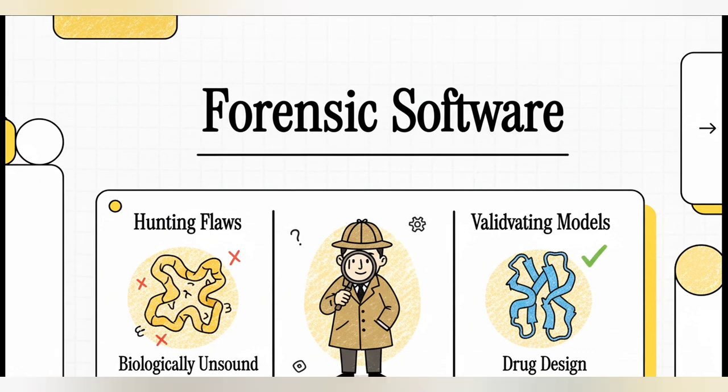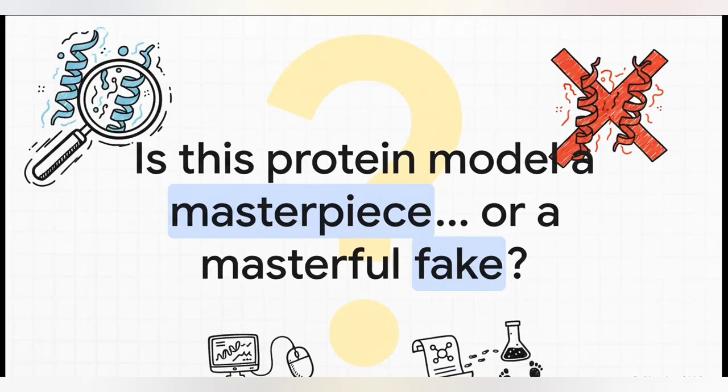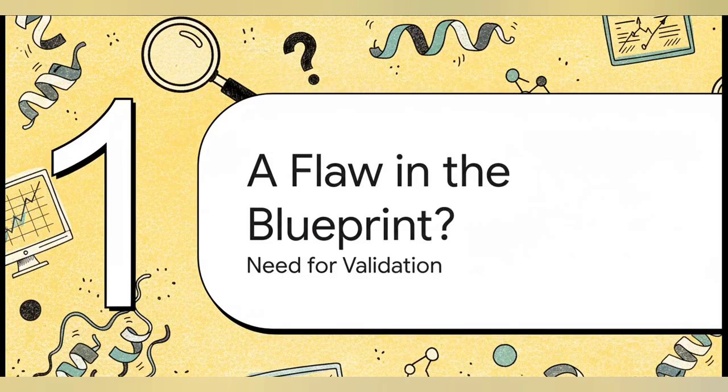Think of it like a detective story. So yeah, this is the big question scientists have to ask every single time. Every new protein model is basically a suspect in a lineup. It might look totally perfect on the surface, but just one hidden flaw could send researchers on a wild goose chase for years. So, how do they put on their detective hats and tell the difference between a genuine masterpiece and a masterful fake?